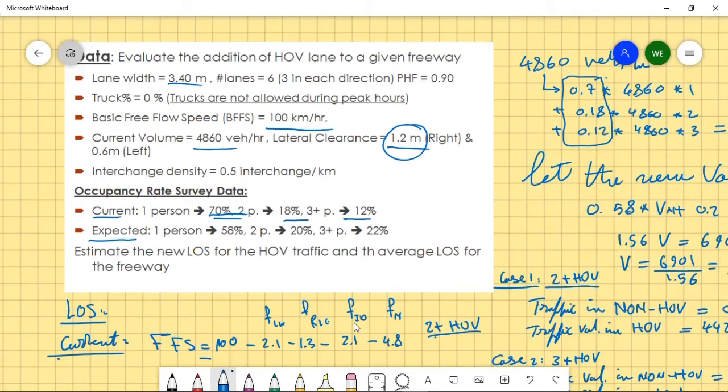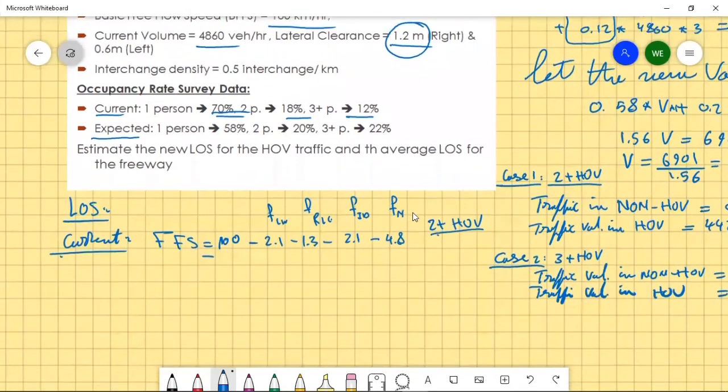So the free flow speed will be 100 minus 2.1 minus 1.3 minus 2.1 minus 4.8, that will be equal to 89.7 kilometers per hour. So that's the free flow speed. Let's check on the volume per lane, VP, equal basically volume divided by peak hour factor, number of lanes in one direction, HOV, and the population factor.